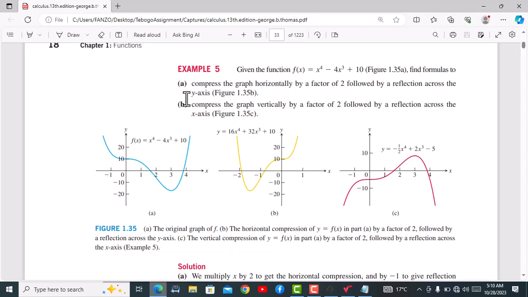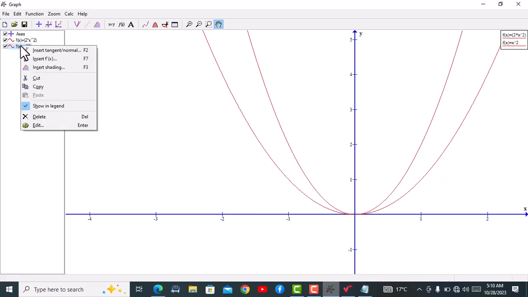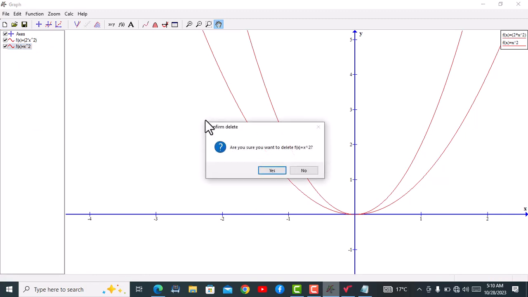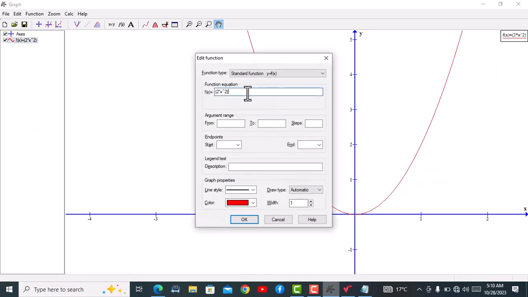So suppose we do not have these answers here, but we have read and understood what is happening. It compresses the graph horizontally by a factor of 2. And this is what we saw. So let me just do this.